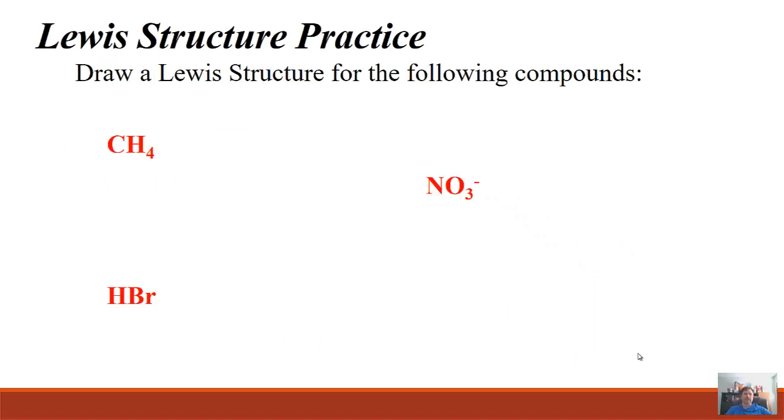Okay, let's try a couple here. CH4: carbon has 4 valence electrons. Hydrogen has 4, so a total of 8 electrons.